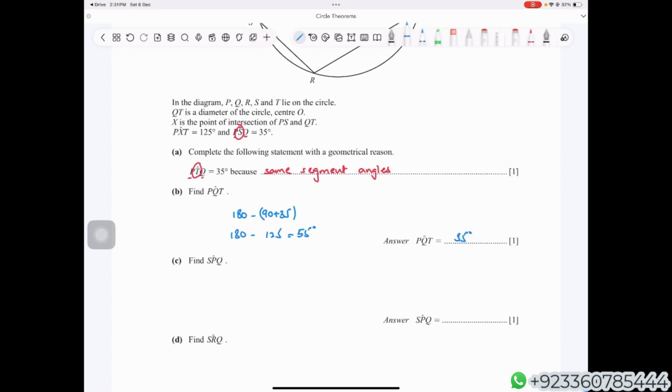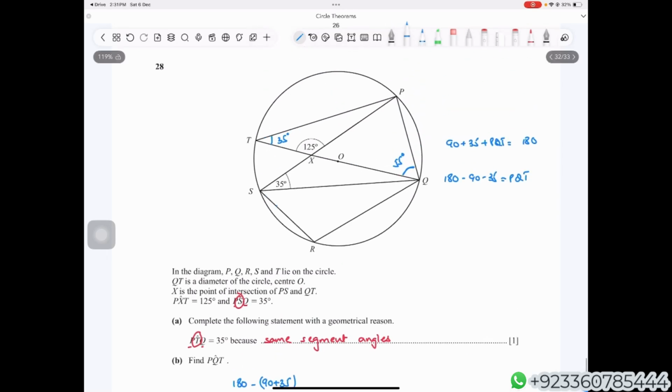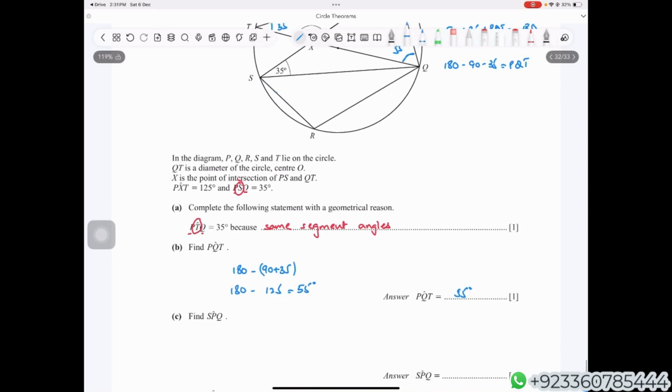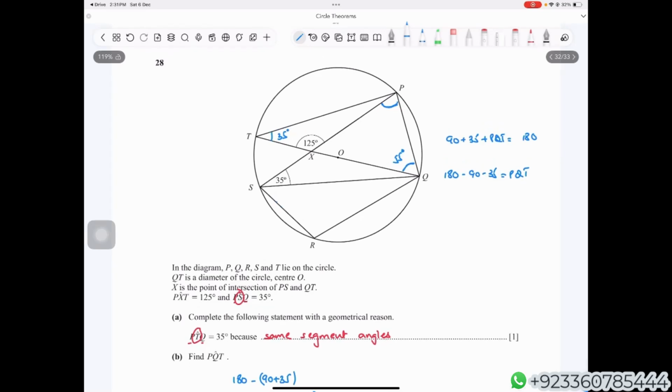The next part you have to find SPQ. SPQ is this angle over here. Okay, and I've just cleared the figure out with the angles that I know. So we found PQT, which is 55. हमें PTQ भी पता है 35 है because there's the same angles. Because they're angles in the same segment. And now we want to find SPQ. So we want to find this angle over here. Think about it. ये कैसे होगा?